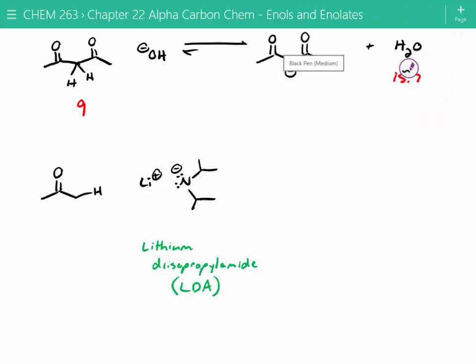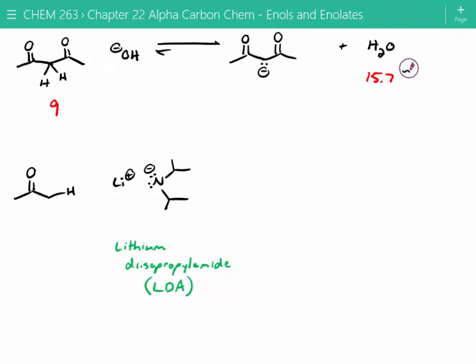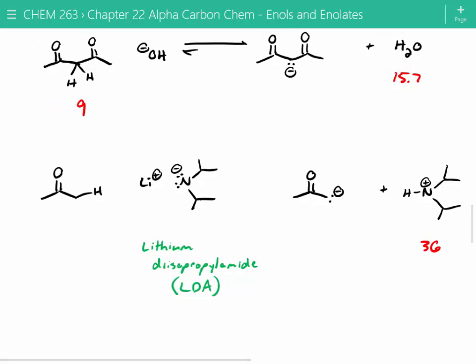So in this case, we can do the same reaction. We can try to deprotonate our alpha position, get a negative charge. And in this case, we end up forming an amine as our conjugate acid. And we can go through and find the pKa of our conjugate acid. And in this case, the pKa is 36. And there's still a lone pair on there. I'll go ahead and draw that.